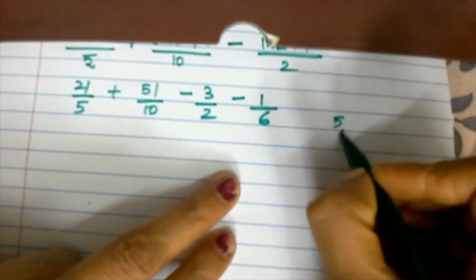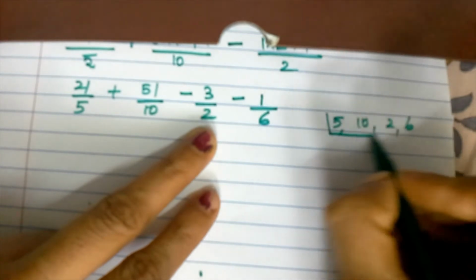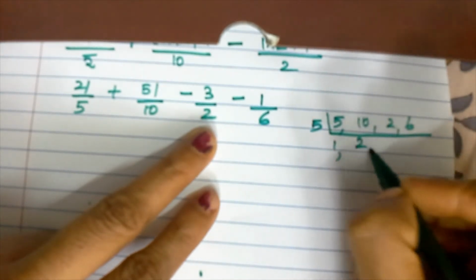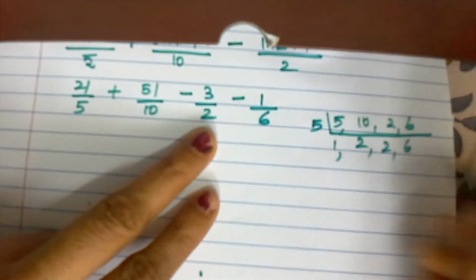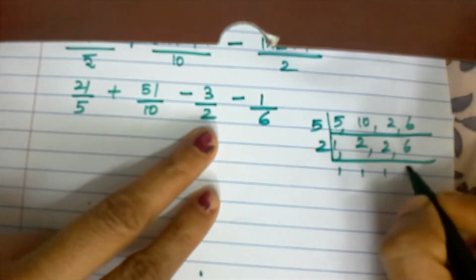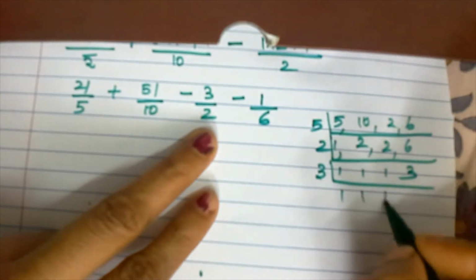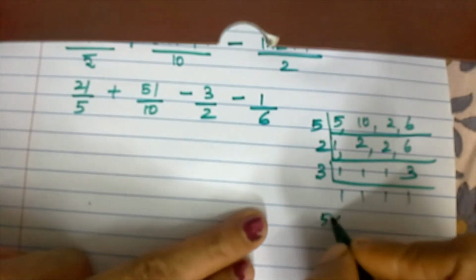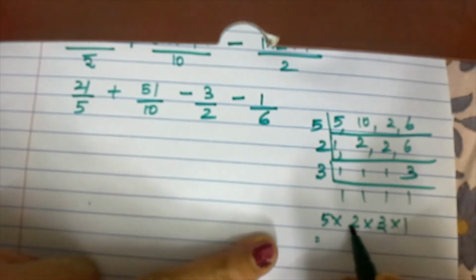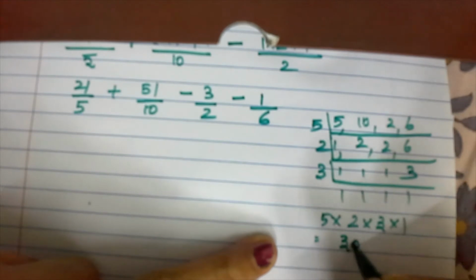The LCM for 5, 10, 2, 6. I'm going to do the 5 table. 5 ones are 5, 2 is not divisible, this is also not divisible. Now I'm going to do the 2 table, so 1, 1, 1 and 3. Now the 3 table: 1, 1, 1, 1. So my LCM will be 5 into 2 into 3 into 1. 5 2s are 10, 10 into 3 is 30, 30 into 1 is again 30. So my LCM is 30.